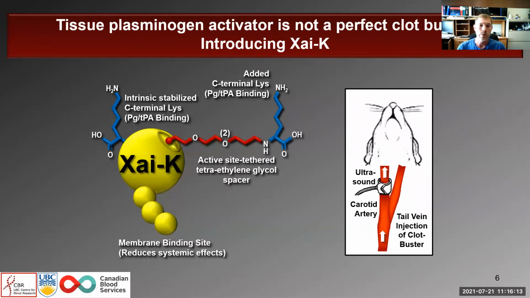In 10AIK, we've created a targeted, enzymatically inactive form of 10A that has two C-terminal lysine residues available for interaction with TPA and plasminogen. This was accomplished, as Alex mentioned, by blocking the active site of factor 10A with a small molecule inhibitor that we had synthesized by the CDRD here at UBC.